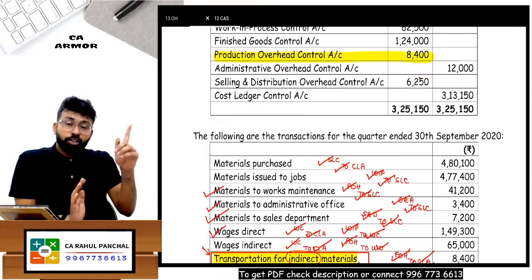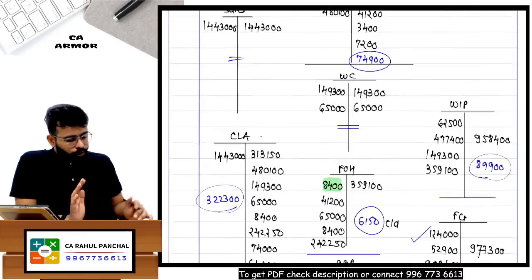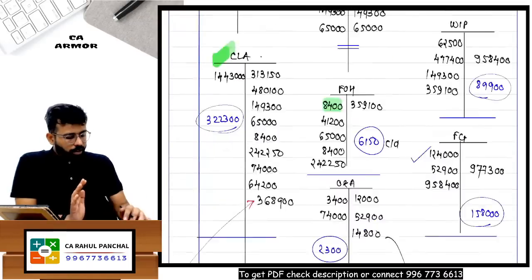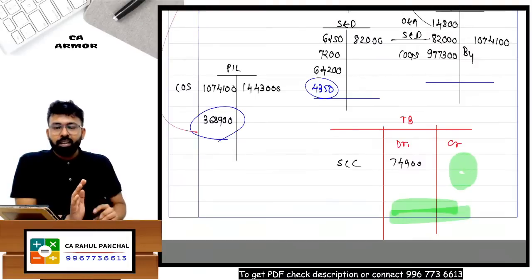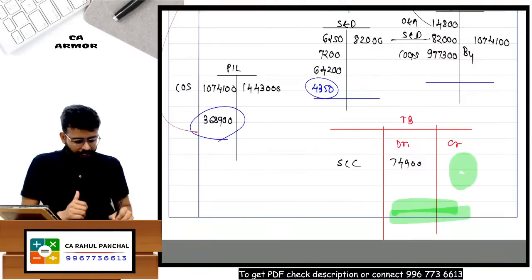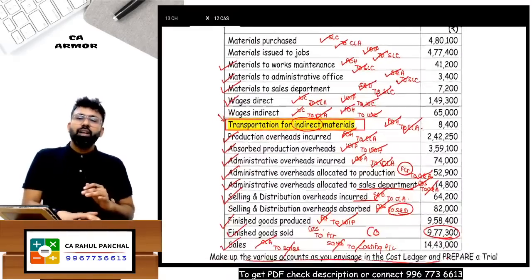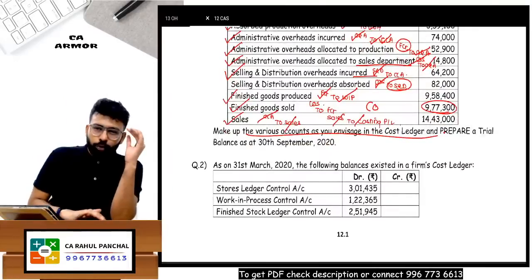Do not forget to transfer CLA or SLC balance also. CLA balance, this will come where? It is on the debit side, so that balance will be appearing on the credit side. CLA account, and then you need to close that account. I hope that is how you understood the structure as to how you're gonna solve this.